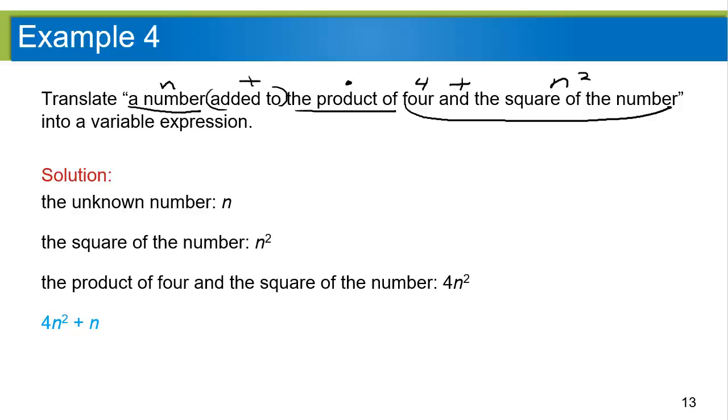So now let's put it all together. A number added to the product of 4 and the square. Uh-oh, it's the product of something, so we're not going to be doing addition. We're just going to be doing the product of 4 and, right? So and is not always going to be addition because we're talking about the product. This whole thing comes as one phrase. The product of 4 and the square of a number, that's 4n squared. And then that is going to be added to the number we don't have, right? That we don't know. Okay.